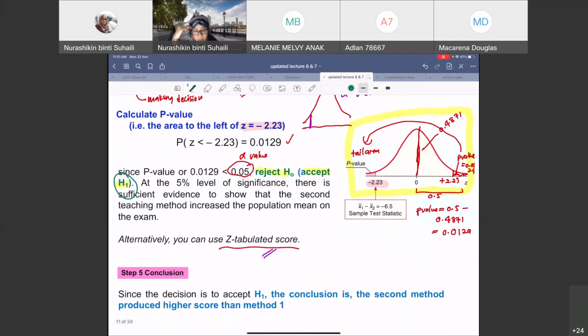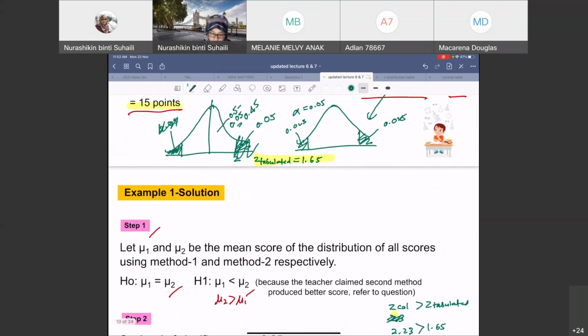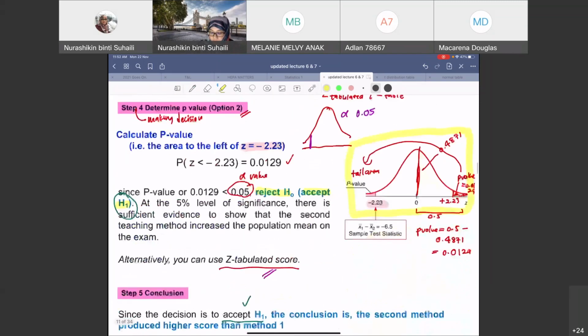Step 5 is to make a conclusion. When you make a conclusion, of course you relate it to which hypothesis you accept, but you also have to mention specifically based on the problem. Now we accept the alternative hypothesis. So what is your alternative hypothesis? Go back to your step 1. Step 1 is this one. This is your alternative hypothesis, or you put it in a sentence. It means that method 2 is better or scores higher than method 1. So you have to construct it in a sentence.